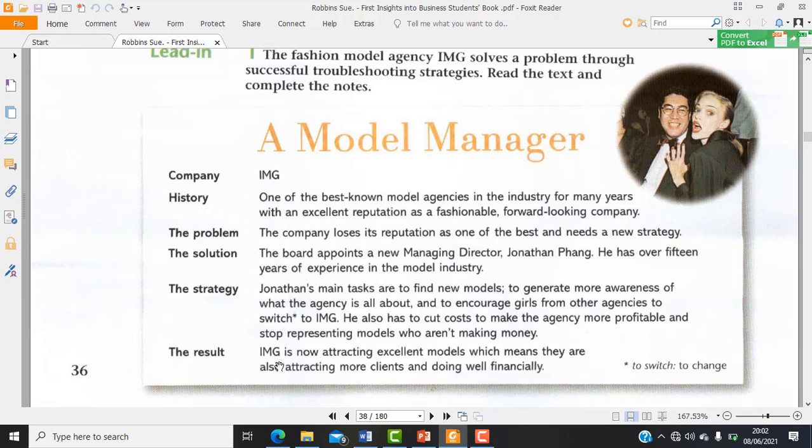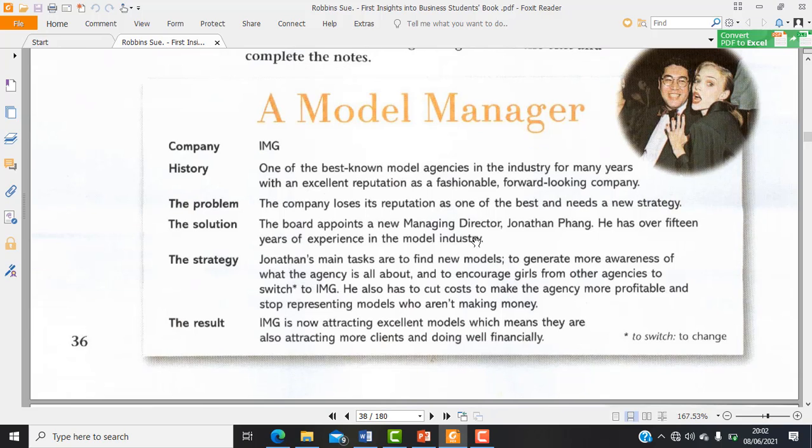Resultnya adalah IMG is now attracting excellent models, which means they are also attracting more clients and doing well financially. Jadi efek dari pelaksanaan strategi ini, model-model itu banyak yang tertarik untuk gabung ke IMG ini. Karena banyak model yang bagus, artinya mereka juga bakal dapat klien yang lebih banyak. Dan secara finansial mereka mampu berjalan dengan baik. So this an example of how the company solve its problem. Ya. Jadi kalau ini solusinya simple, artinya nunjuk orang aja yang ahli. Beres. Tinggal menjalankan. Ya kalau misalkan orang itu gagal, dipecat cari yang lain, kan gitu ya kalau perusahaan seperti itu.